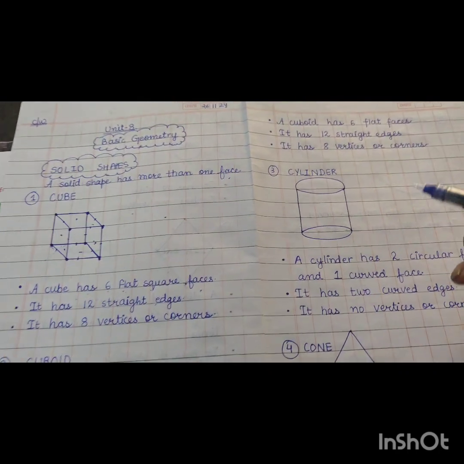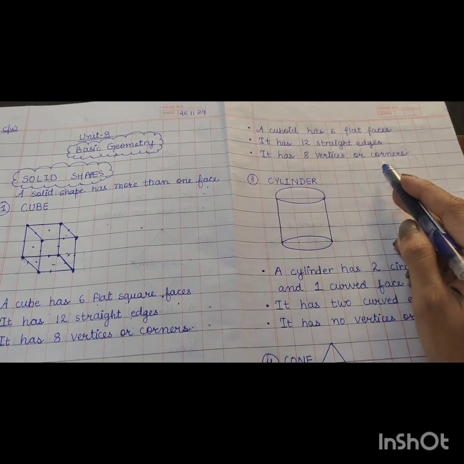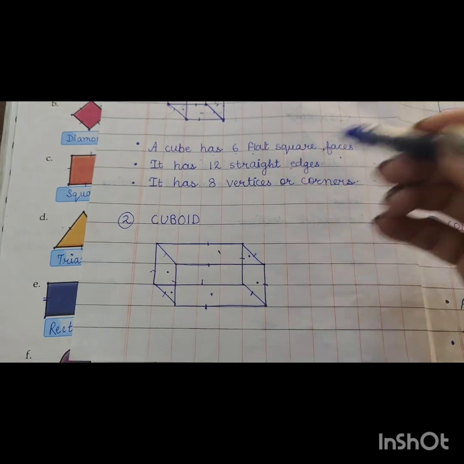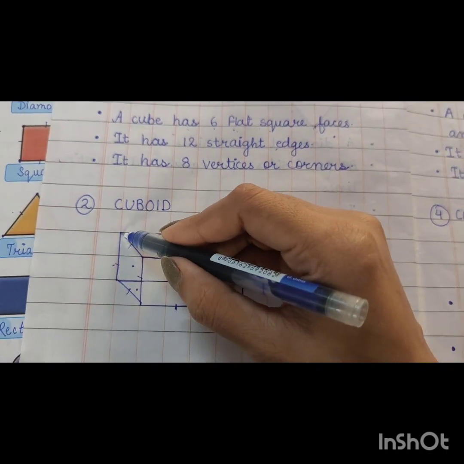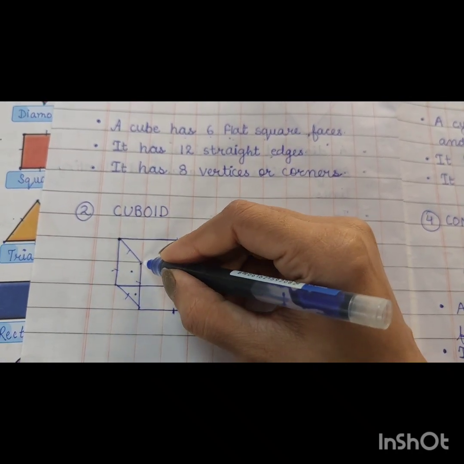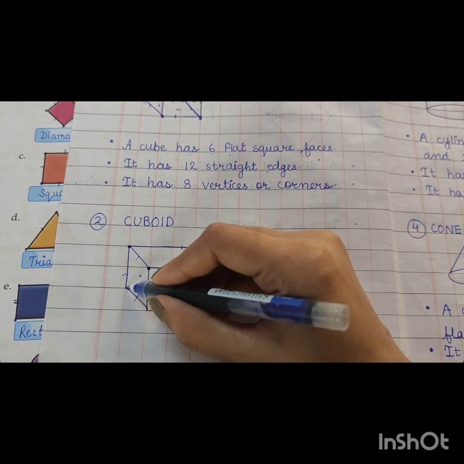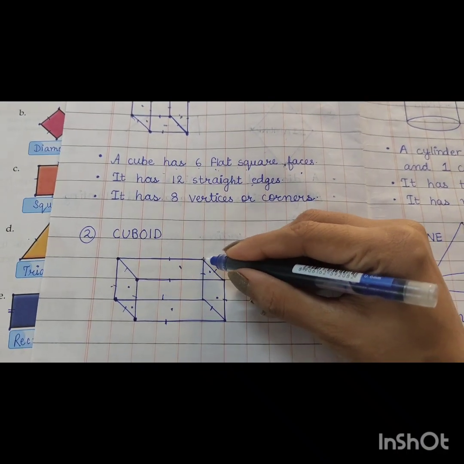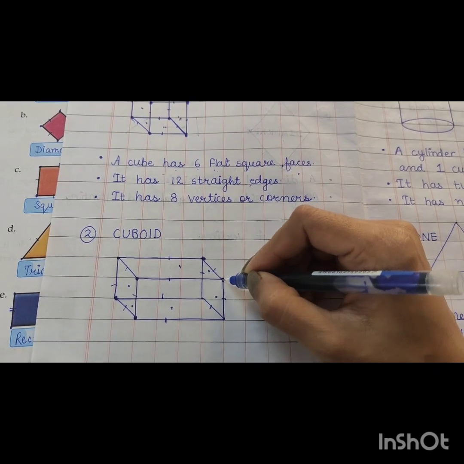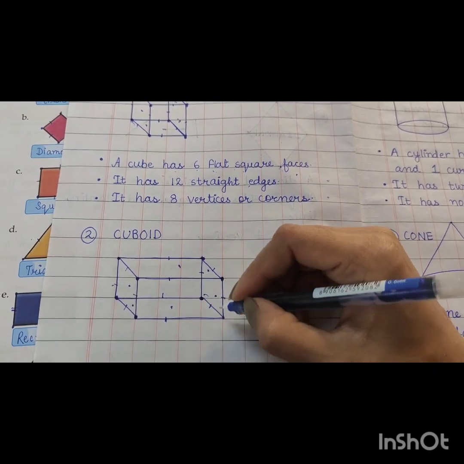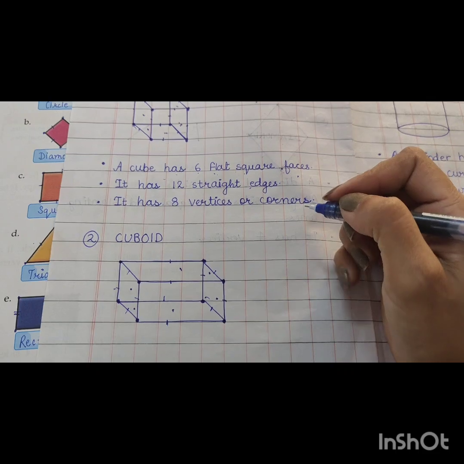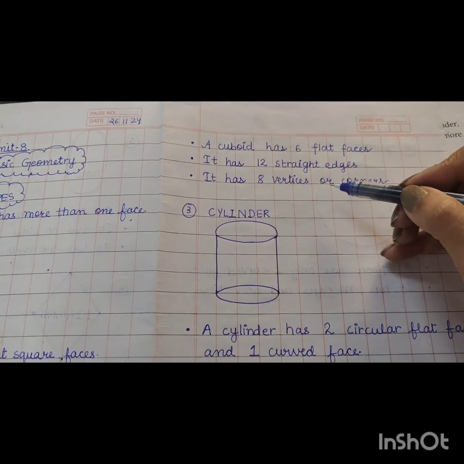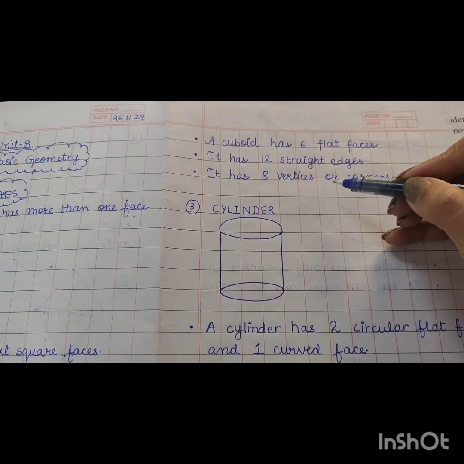Okay. Now it has 8 vertices or corners. How many vertices and corners, beta ji? 8. So quickly count the 8 vertices with me. 1, 2, 3, 4, 5, 6, 7 and 8. How many vertices are here, beta ji? 8. Okay.